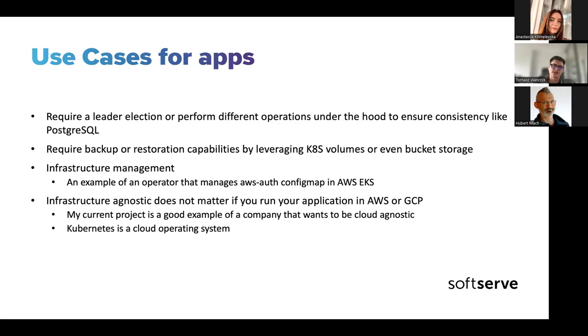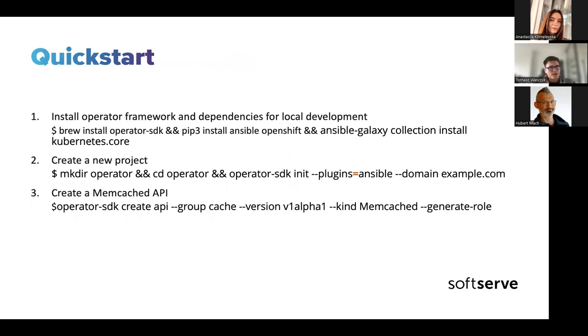And finally, at the end, I will explain it a little bit wider. Let's talk about some practical things. So what you need to do to build your first Ansible Kubernetes operator. If you are a Mac user, then you can just use Brew to install the operator SDK and some Python libraries and dependencies that can be useful to develop Ansible playbooks or roles on your workstation.